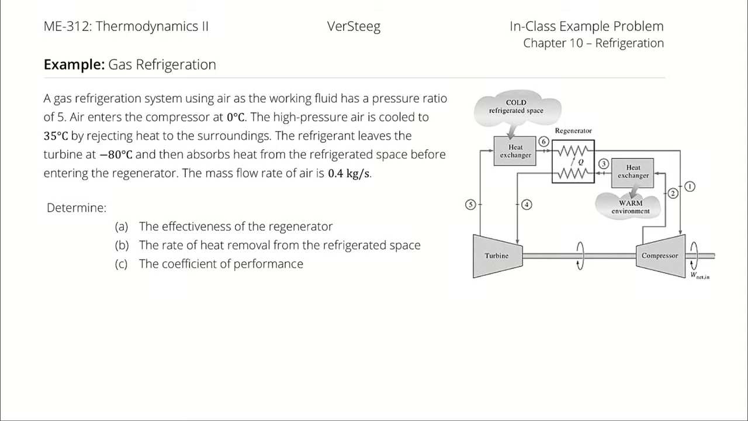A gas refrigeration system using air as the working fluid, or refrigerant, has a pressure ratio of 5. Air enters the compressor at 0 degrees Celsius. The high-pressure air is cooled to 35 degrees Celsius by rejecting heat to its surroundings. The refrigerant leaves the turbine at negative 80 degrees Celsius and then absorbs heat from the refrigerated space before entering the regenerator. The mass flow rate of air is 0.4 kilograms per second.